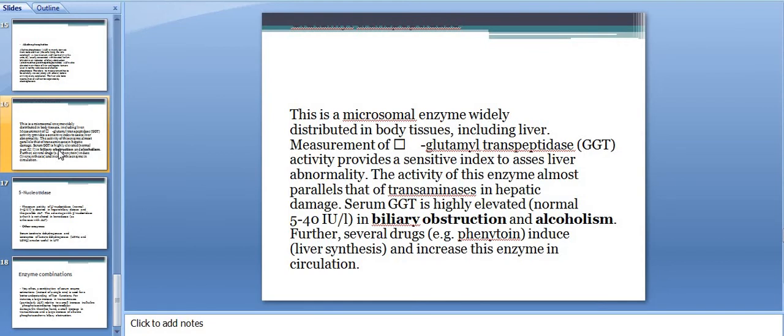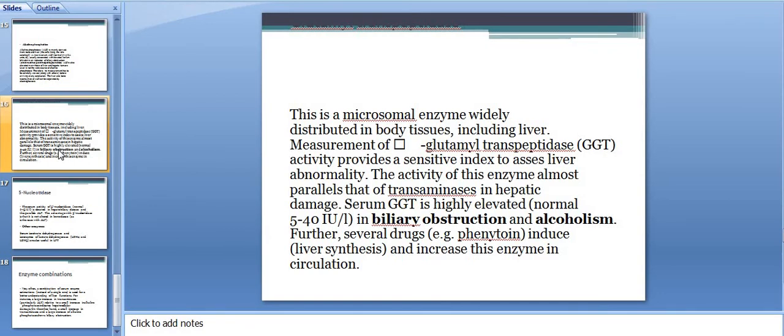Measurement of glutamyl transpeptidase activity provides a sensitive index to assess liver abnormality. The activity of this enzyme almost parallels that of transaminases in hepatic damage. Serum glutamyl transpeptidase is highly elevated in biliary obstruction and alcoholism.